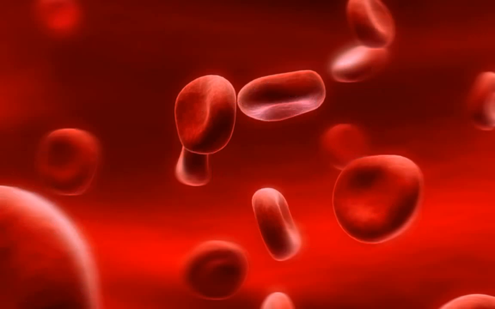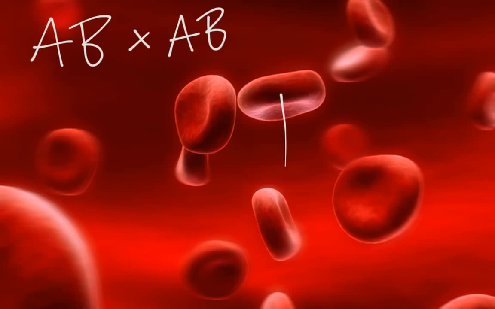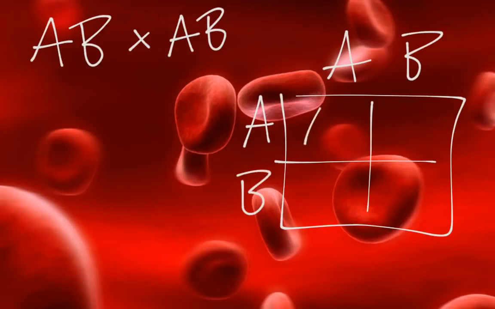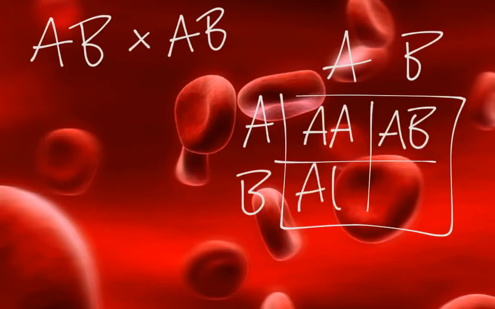Let's do one more of those. Let's say we have a parent that is type AB, and they are going to have children with another parent that's type AB. So again, we can draw our Punnett square. Put one parent on the top, one on the side, and here is the way our Punnett square is going to look when we're finished.